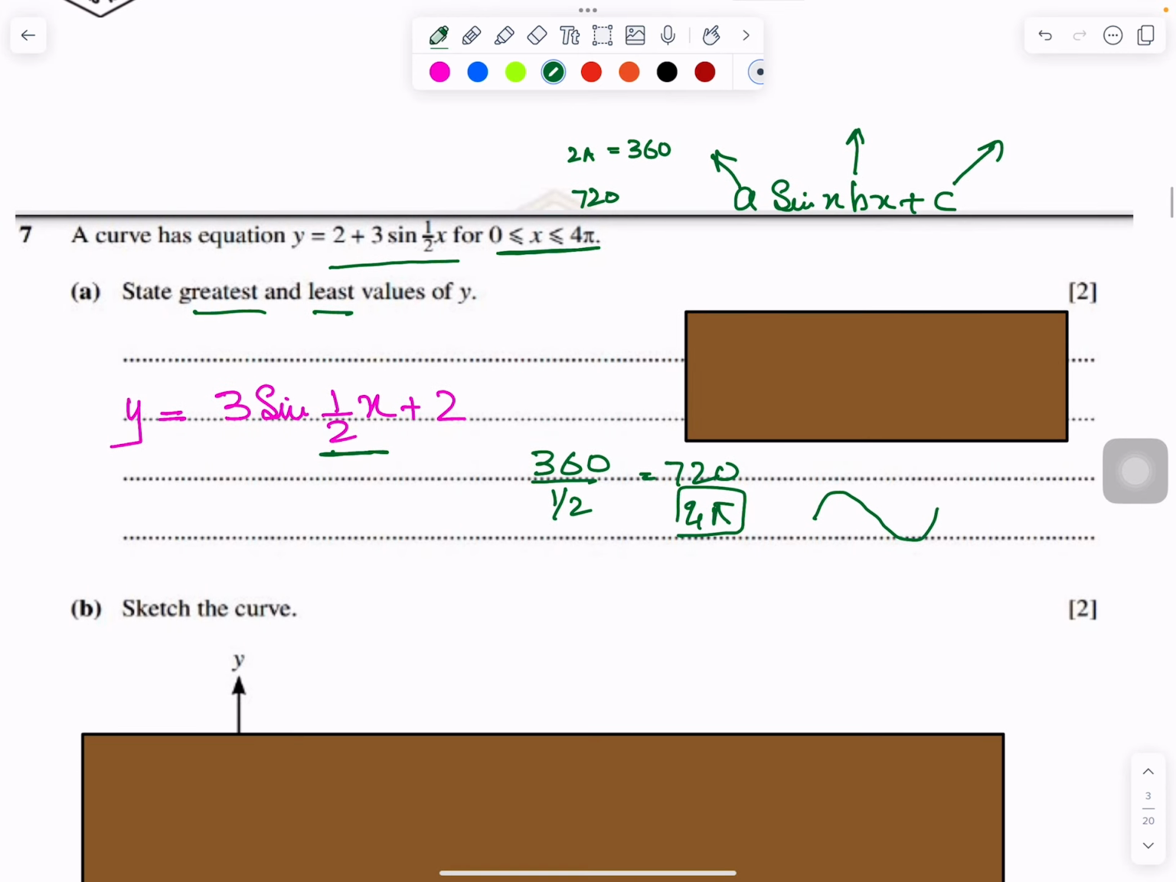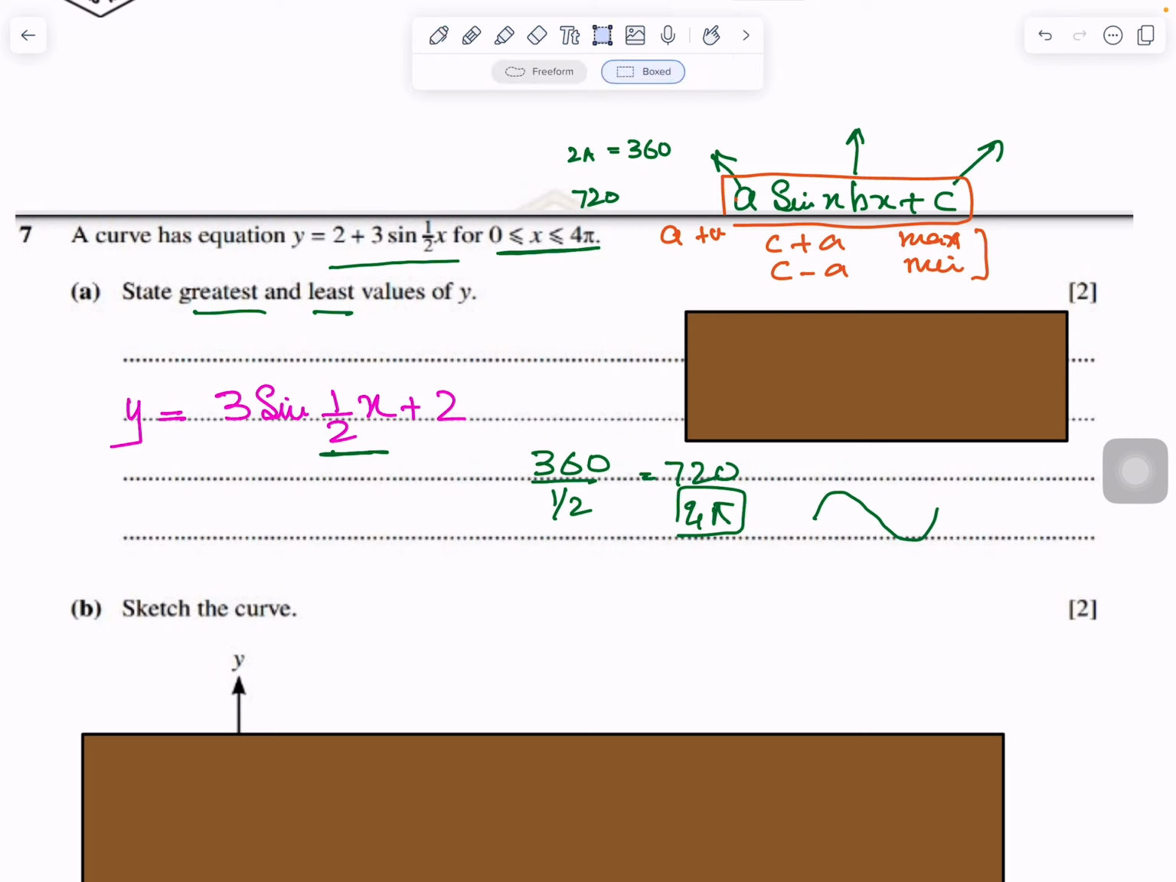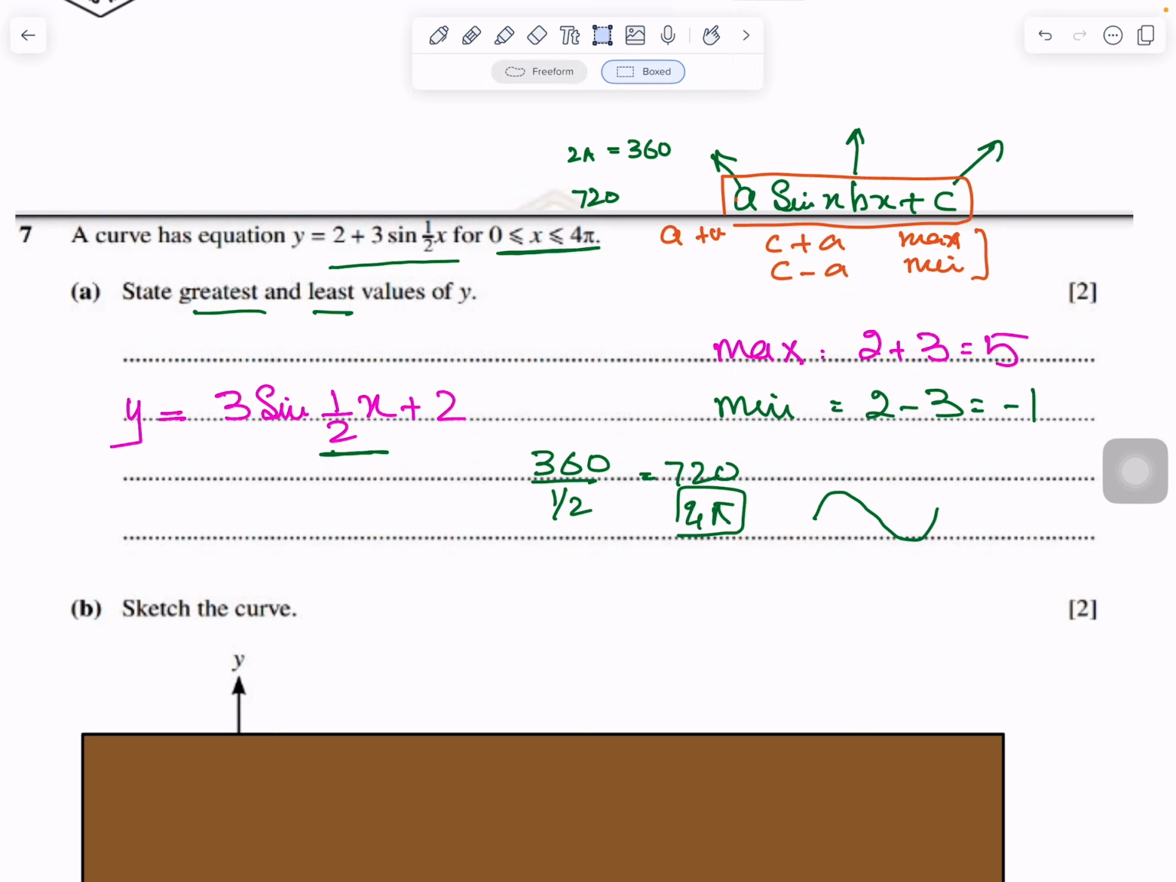So how do we do it? In general form, C plus A gives you the maximum and C minus A gives you the minimum. This is the case when A is positive. If A is negative, this reverses. Anyway, now I want to find the greatest and least value, so I will do 2 plus 3 and 2 minus 3. So I got my greatest value and my least value. Maximum or greatest is the same, okay?